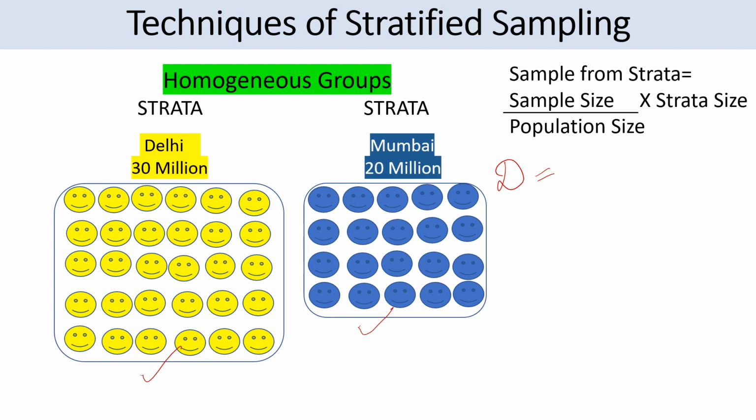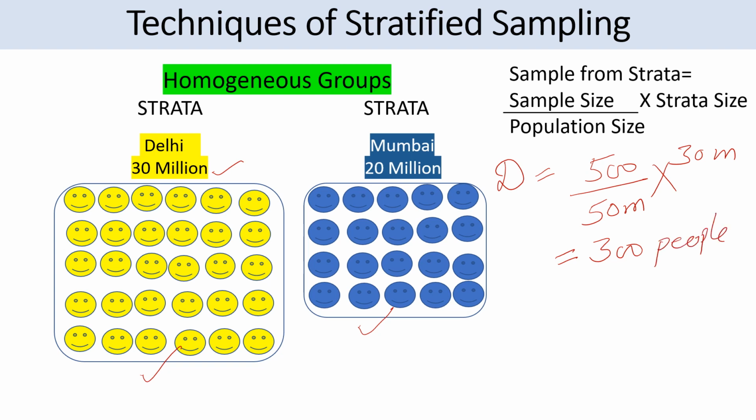my sample size is 500. If my total sample which I want to draw is 500, divided by population size, which is 50 million people, multiplied by strata size. I'm talking about Delhi. Here my strata size is 30 million people. When I calculate it, it will come out as 300 people. That means I need to draw sample of 300 people from Delhi. For that I will use simple random sampling as this is homogeneous group now.